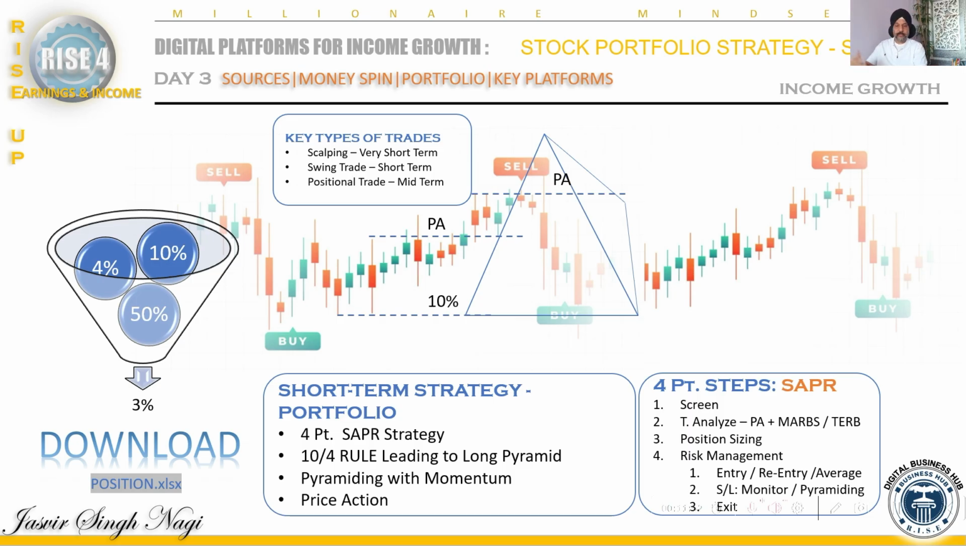So those are some criteria of doing that. And then after all this is met and you see it going down, then you exit. Or if it's gone up to a point where the pyramiding might not help, then you exit. This is the simple 4-point steps for meeting your short-term goals with your stocks.